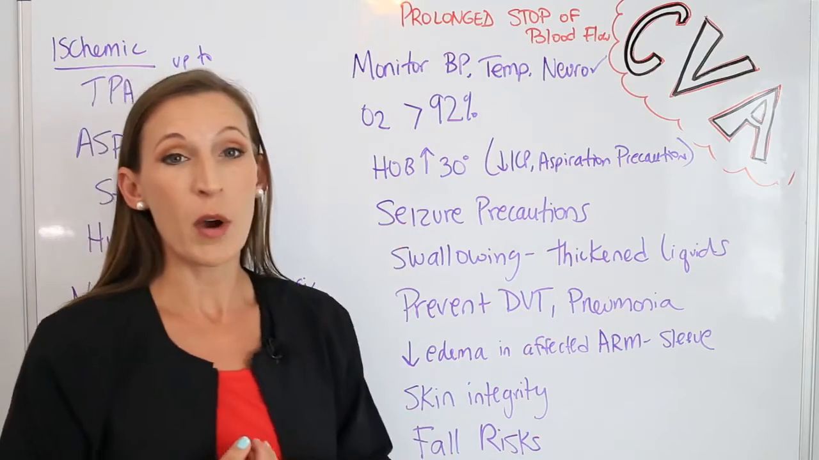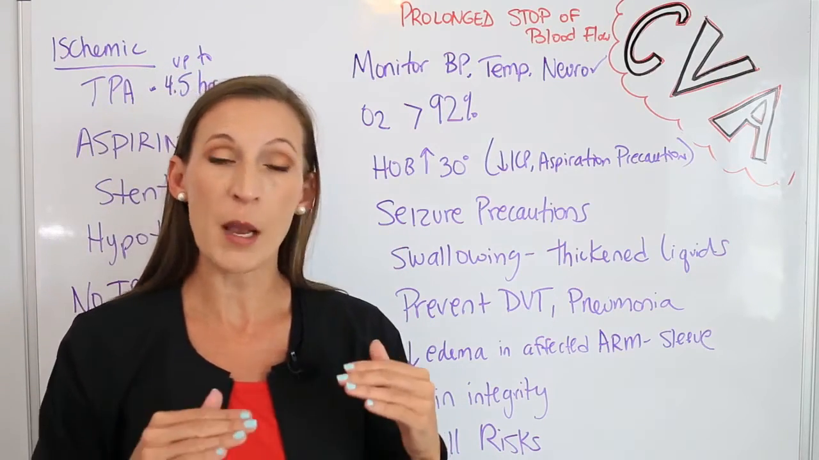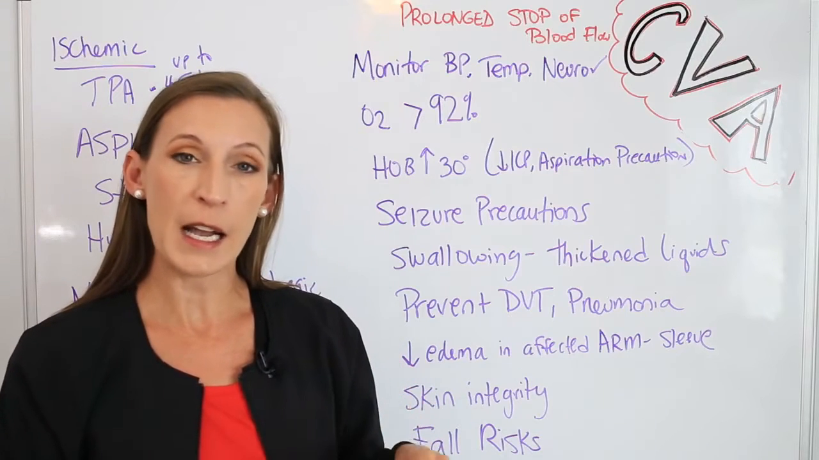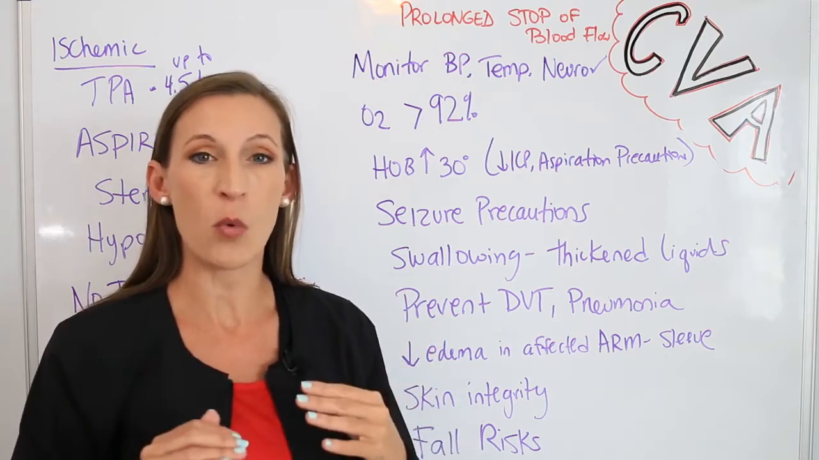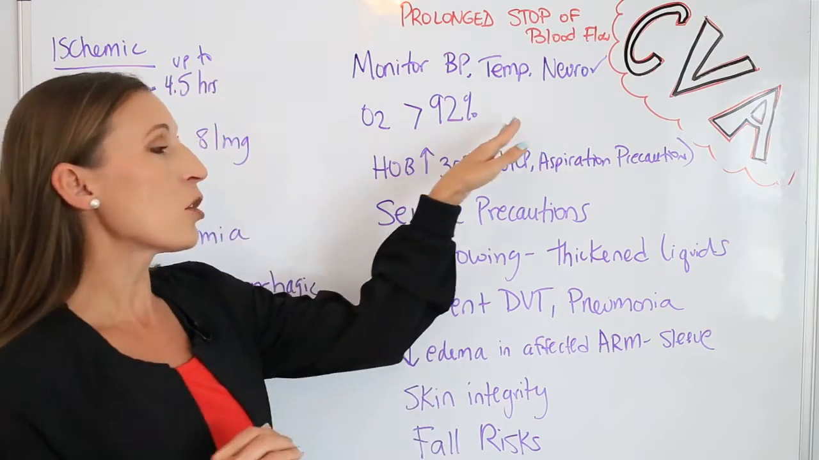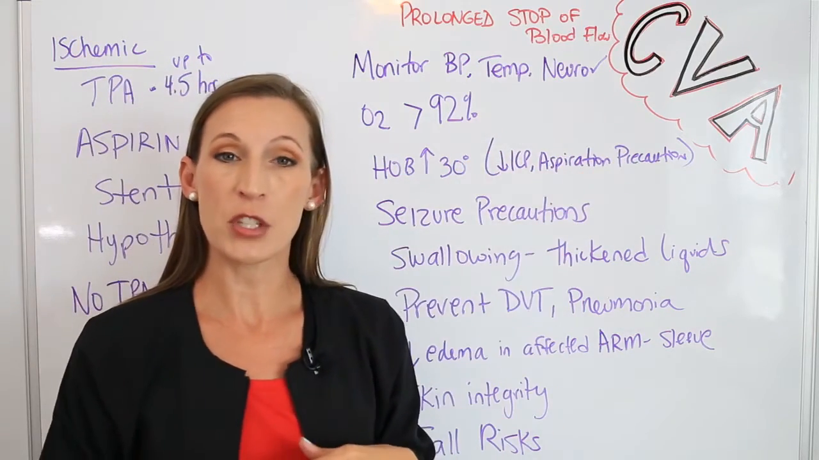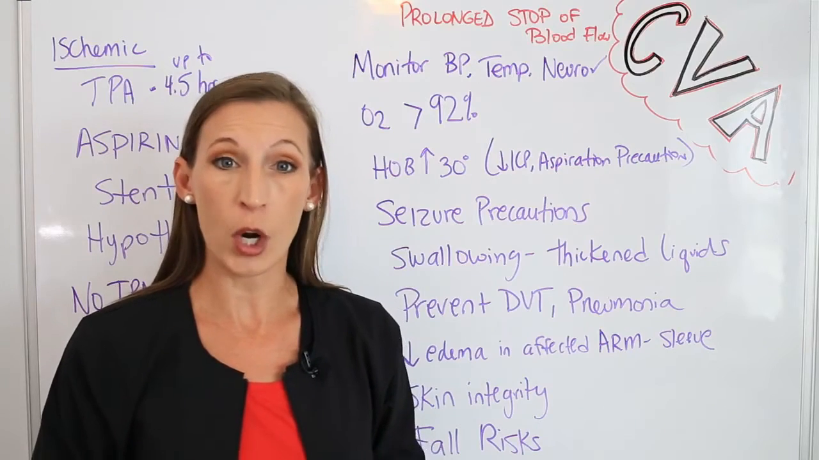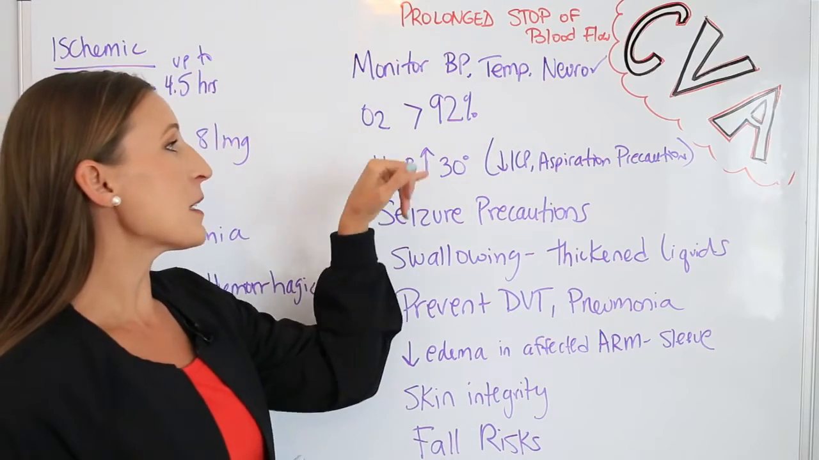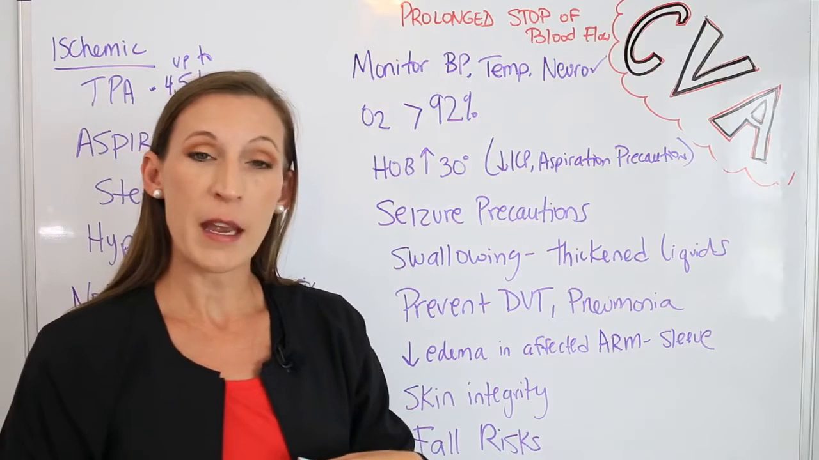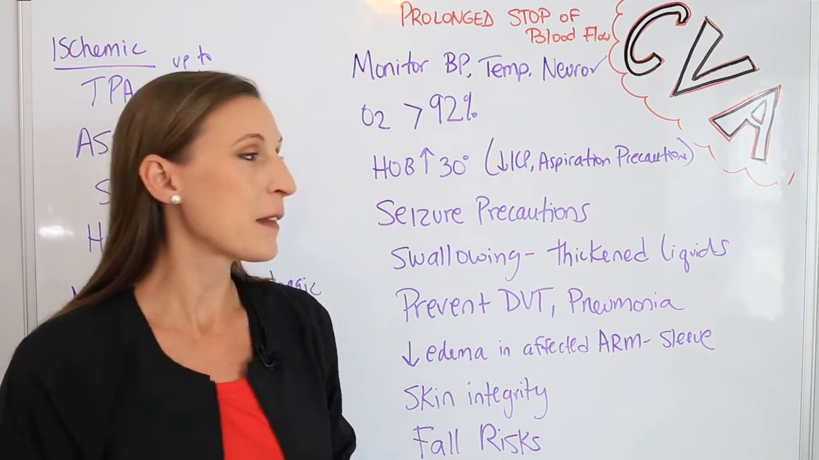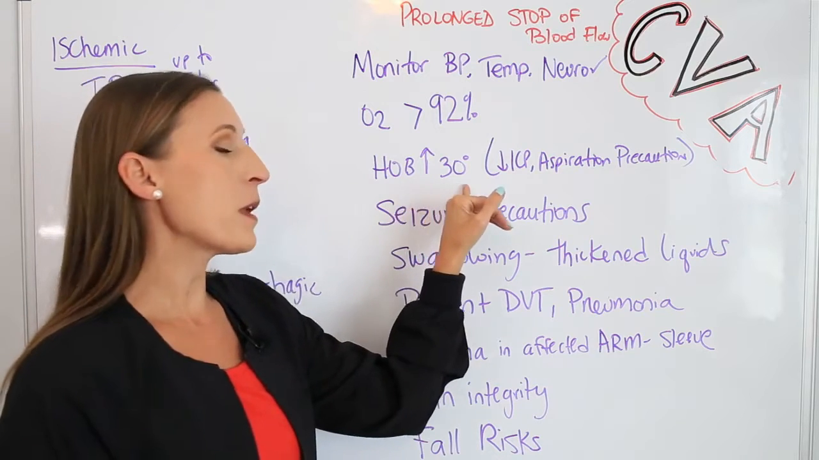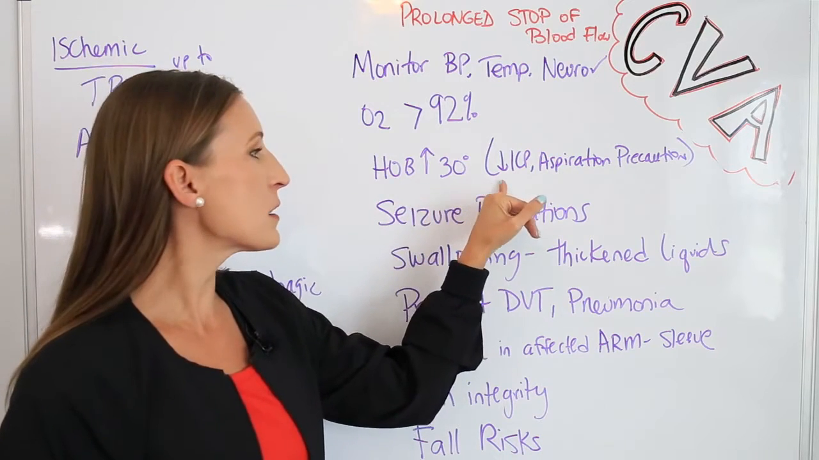Their temperature, we want to keep normal or right below normal. We don't want any high temperatures. High temperature raises the intracranial pressure, and we don't want that. Neuro checks will help us determine if the patient is getting better or getting worse. We want to maintain their oxygen saturations at least 92%. Head of the bed will be up at least 30 degrees.